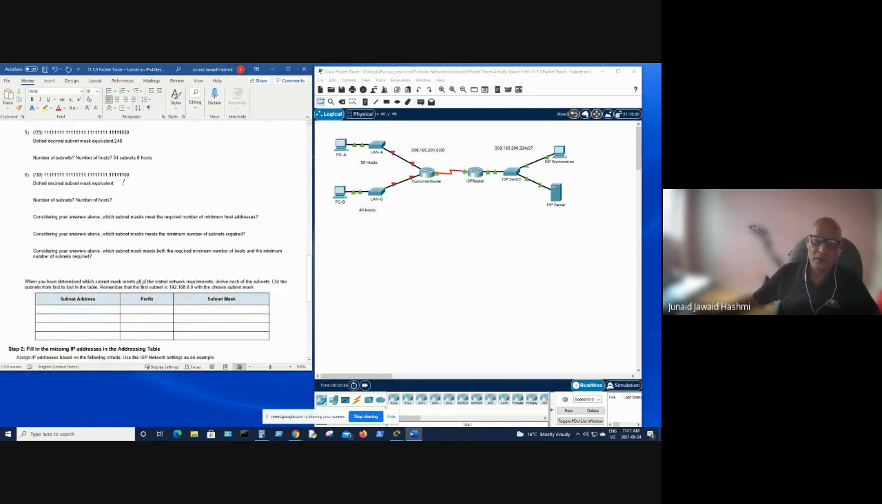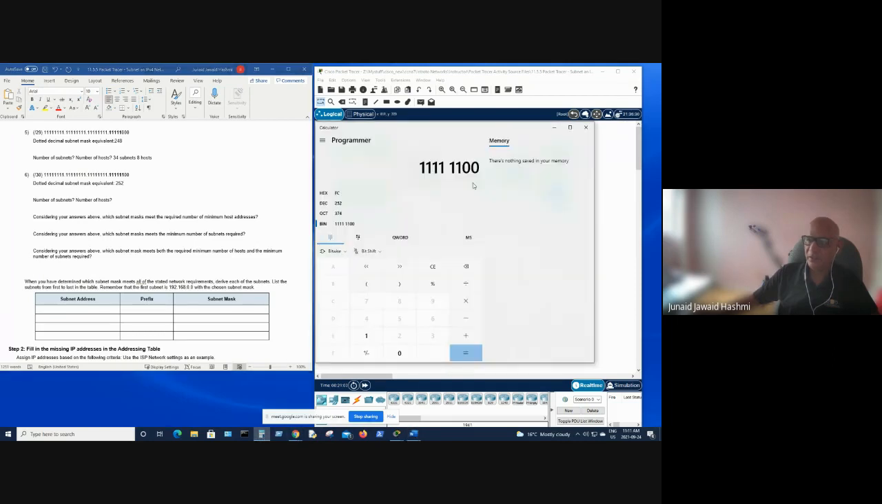Here, dotted decimal, number 6, equivalent to 252. How do you get 252? 1, 2, 3, 4, 5, 6. So if you go to the Windows calculator, this is how you get 252. So you borrow 6 bits to get the subnet mask of 252. Okay.